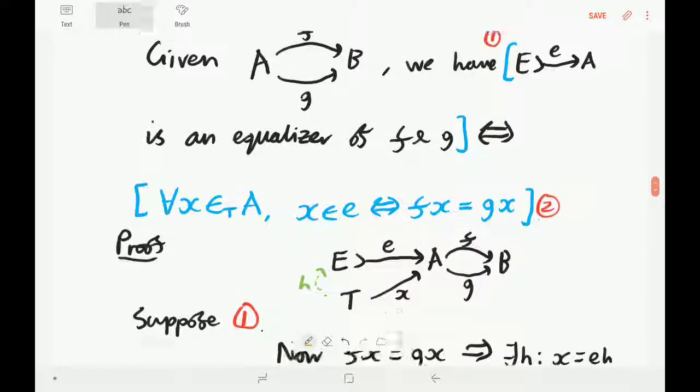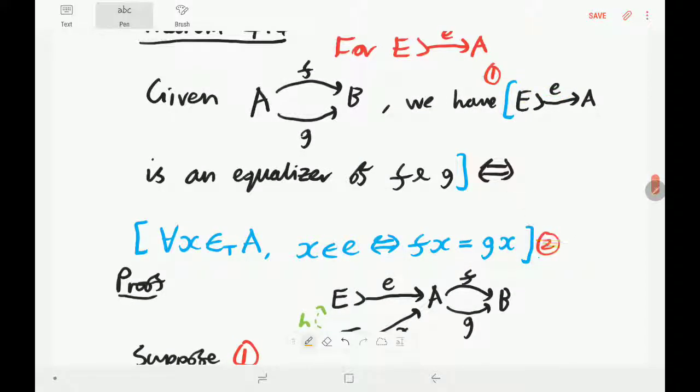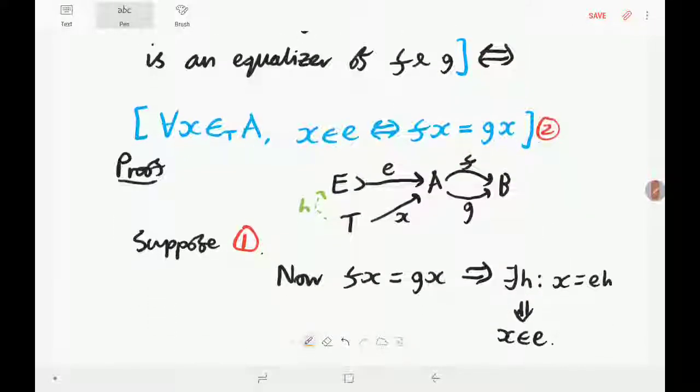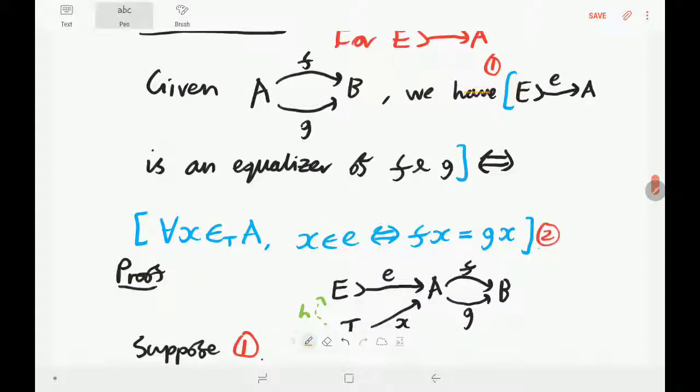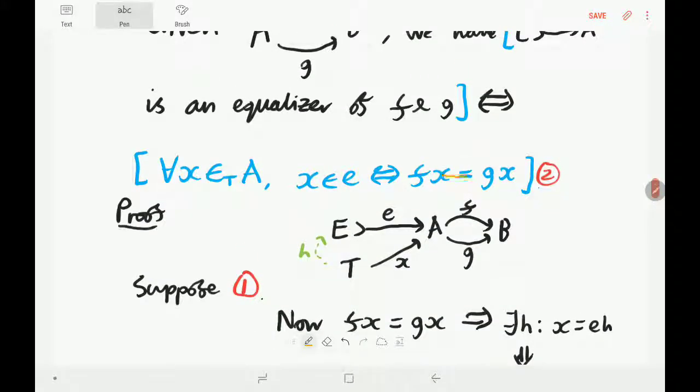So I'll call that statement 1, that E is an equalizer, and this statement 2 at the bottom here in blue. So suppose 1, E is an equalizer. Now, if we have Fx equals Gx, that implies there exists an H such that X is equal to EH by the property of the equalizer, and that implies that X is in E. So we've shown that when 1 holds, the statement on the right implies the statement on the left. Now let's do the converse.